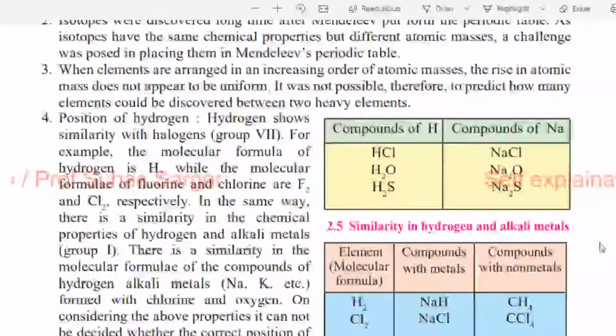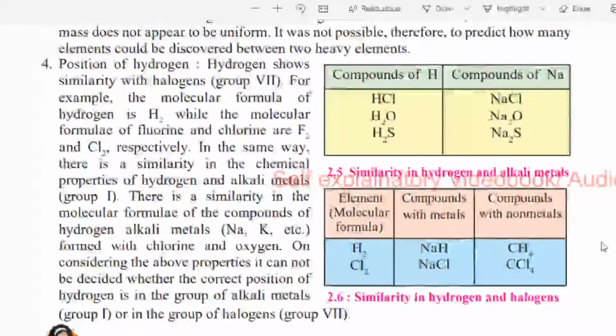Fourth, position of hydrogen. Hydrogen shows similarity with a halogen, group 7. For example, the molecular formula of hydrogen is H2, while the molecular formulas of fluorine and chlorine are F2 and Cl2 respectively. In the same way, there is a similarity in the chemical properties of hydrogen and alkali metals in group 1.